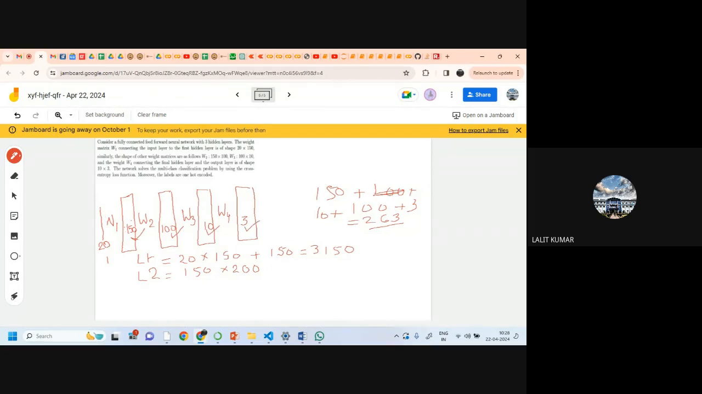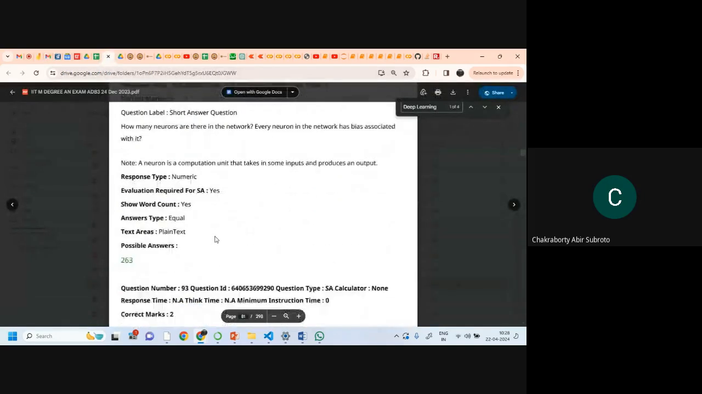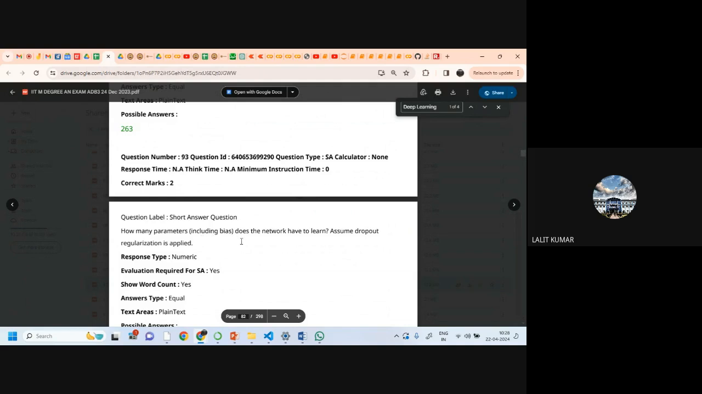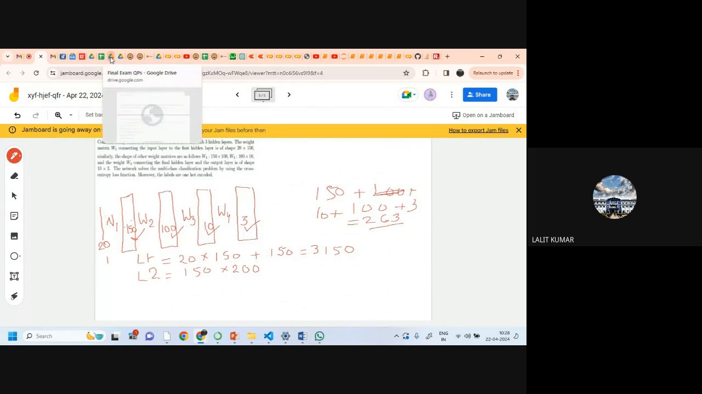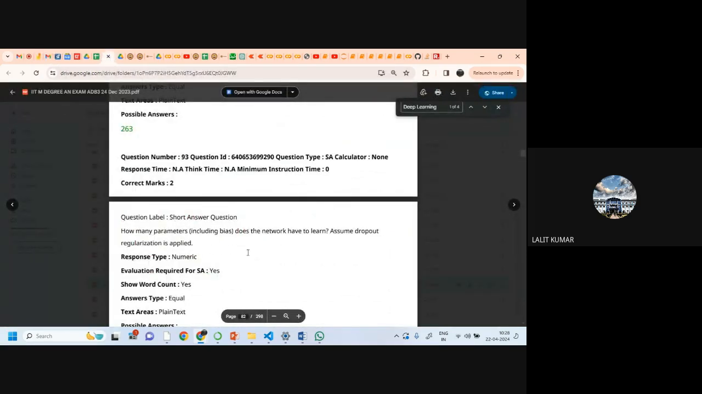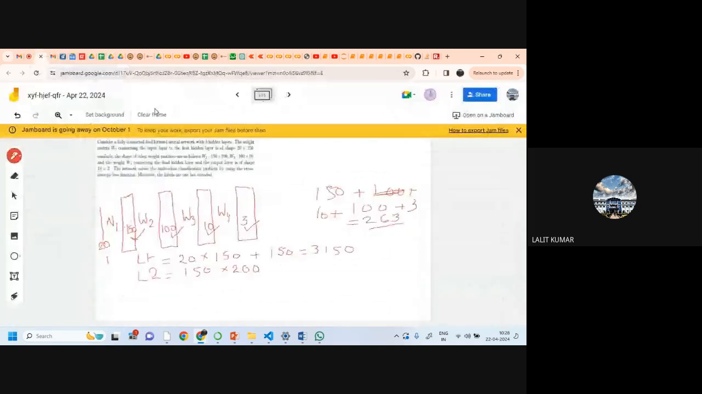Now can we calculate the number of parameters also? How many parameters including bias? And assume dropout regularization is applied, so that does not mean anything. It's 20 into 150 plus 150 into 100 plus 100 into 10 plus 10 into 3 plus 263. The first layer is 20 into 150 plus 150, which is 3,150, and the second layer is 15,100.